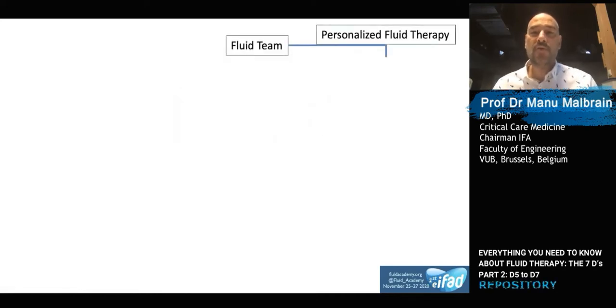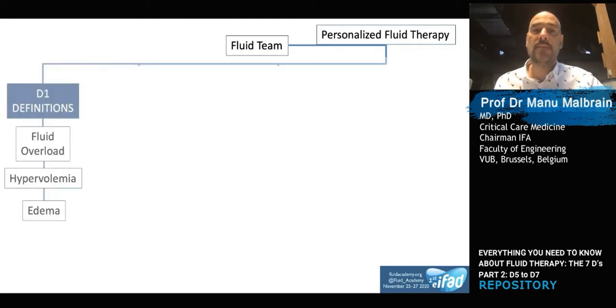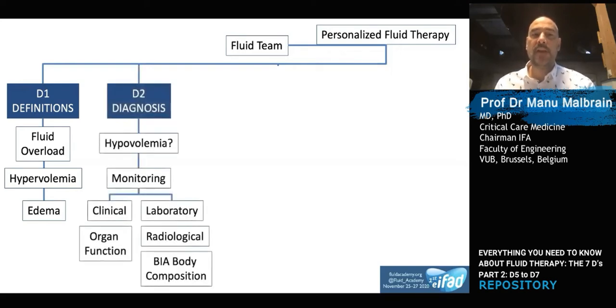So every patient in our ICU deserves a personalized treatment, also when it comes to fluid management. So D1 was on the definitions, especially fluid accumulation, fluid overload. What is hypervolemia, hypovolemia? How can we diagnose this?